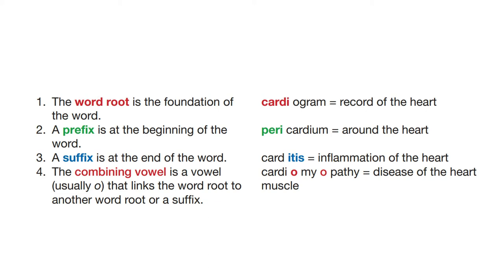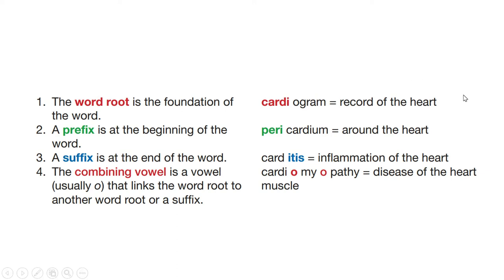or a suffix. For example, we have cardi. Cardi is our root word. Cardi means heart. But if we add gram, gram means record, and we add O, because this is the combining vowel, and this is used to avoid cacophony or to make the pronunciation of the word better or easier to pronounce. That's the whole purpose of adding a combining vowel.